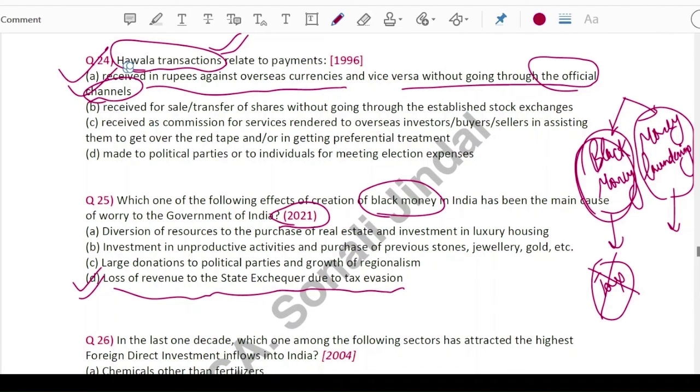Now, if you read the third statement of question 25, that is large donation to political parties and growth of regionalism. And if you read the fourth statement of question 24, made to the political parties or to the individuals for meeting election expenses. Here you can see UPSC has used a similar kind of statement to confuse you. So if a similar kind of statement repeats in the next years, then you can eliminate such types of statements.